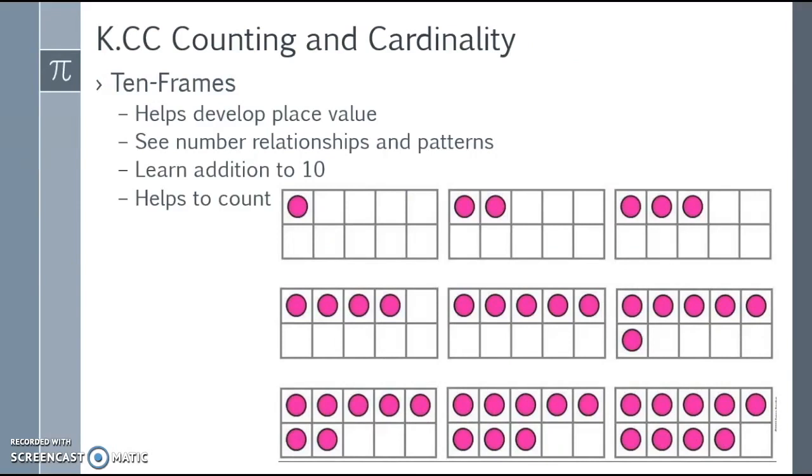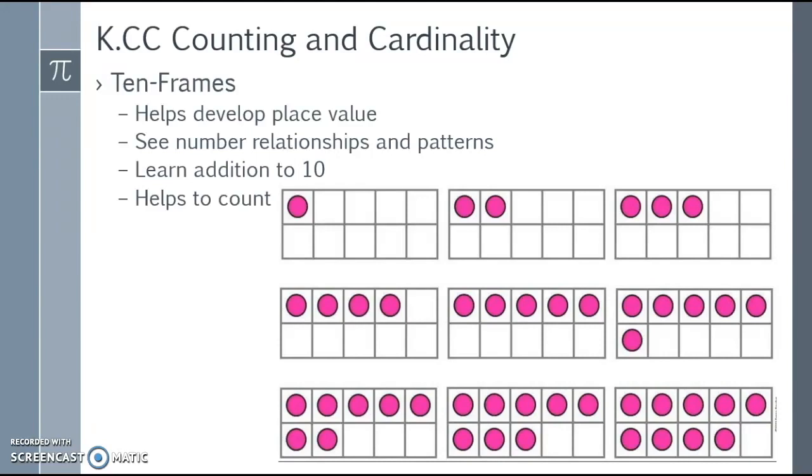Ten frames may be new for some, but ten frames are awesome, and we're going to use them a lot in kindergarten and first grade, because they help develop place value. Students can start to see number relationships and patterns, especially when we start to add to 10, or when we use double ten frames when we want to add to 20.